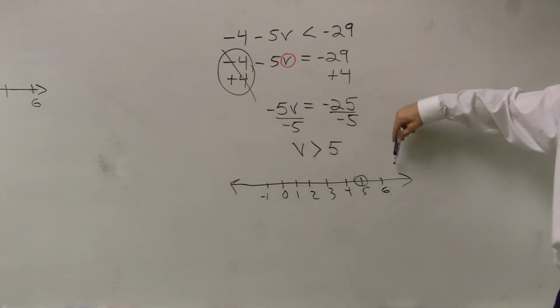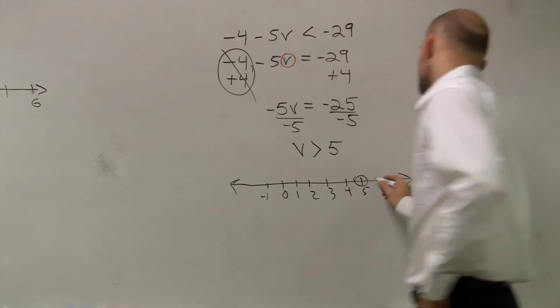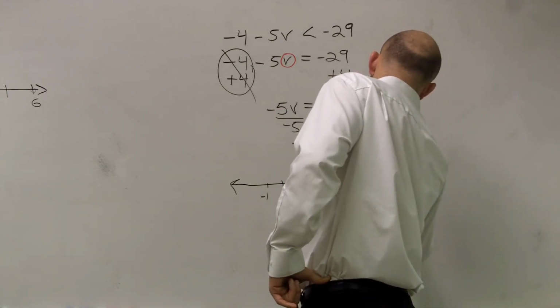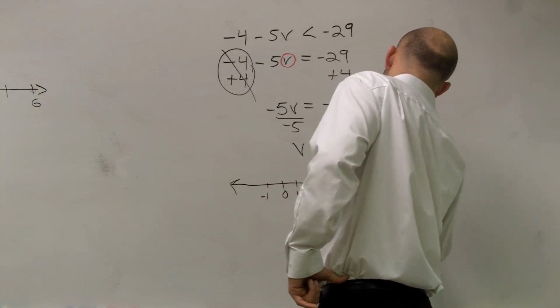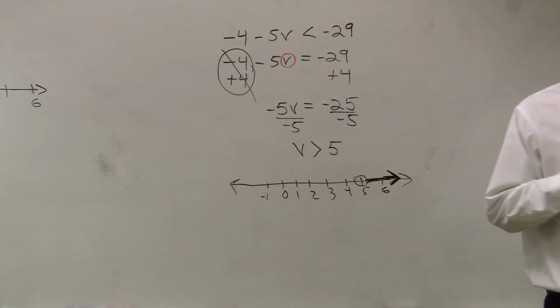What about to the right? Are all the numbers to the right greater than 5? Yes. Yeah, 6, 7, 8, 9, 10. So I'm going to draw my line to the right. Okay? It's really helpful, guys, if you say it out loud. That will really help you do these problems.